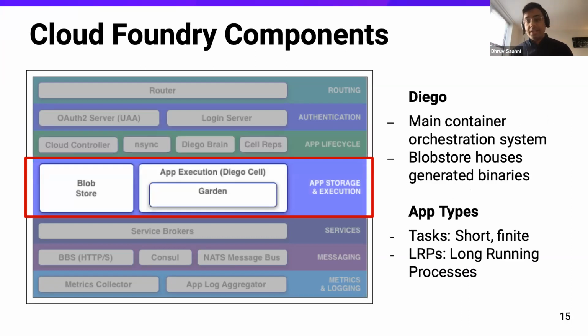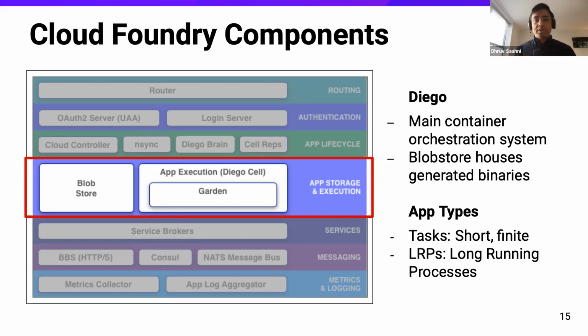Okay, so now going even deeper into the stack, this is the main meat and potatoes layer of Cloud Foundry. This is the app storage and execution layer. This is where all your Cloud Foundry applications actually run. So the main component in this layer is Diego. And Diego is essentially the main container orchestration system. It also has a blob store attached to it, which I'll talk about in a second. But essentially Diego encompasses the Garden API, which is the container runtime that your apps run in.